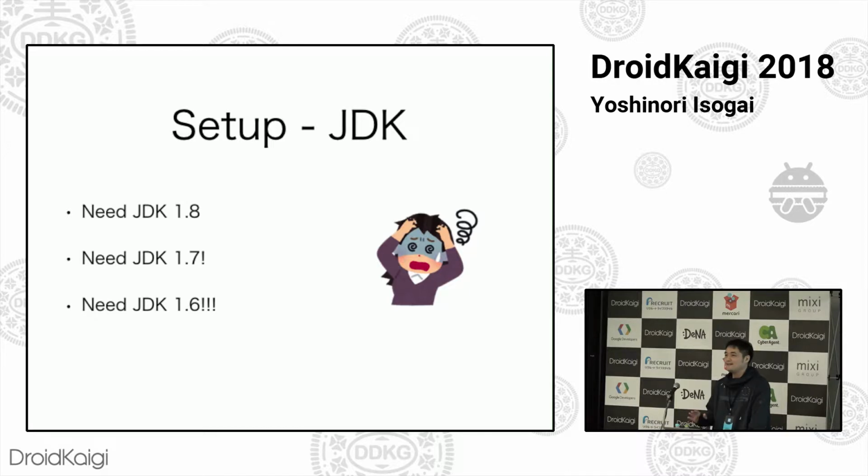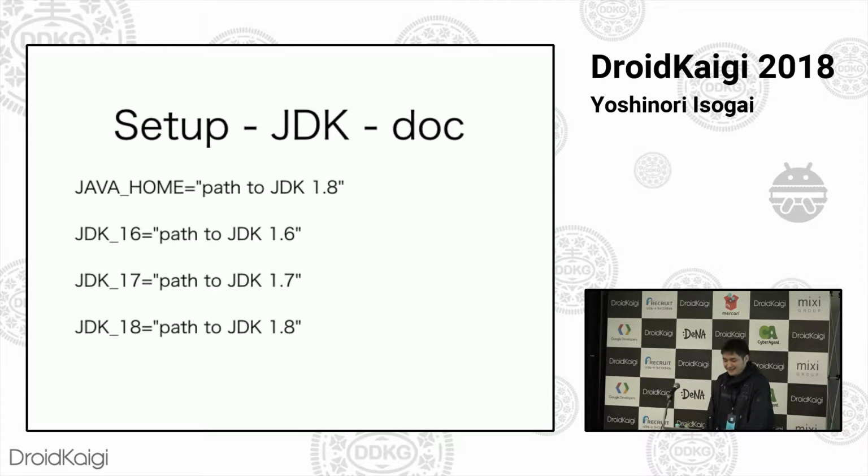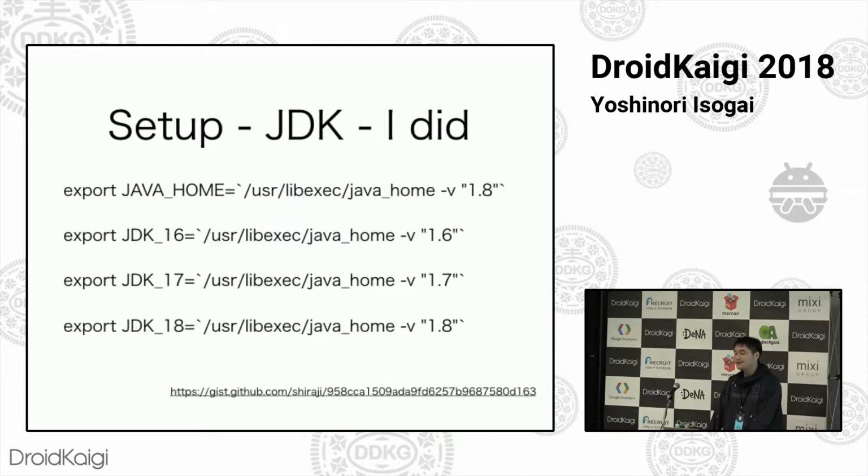And if you take a close look at the build.gradle.kts file, you will notice that there are optional settings for JDK 1.9. So in the near future, you need to install 4 different versions of JDKs. According to the documentation, we need to have these environment variable settings. And it's kind of hard to set up, right? So here's what I did. I used the java_home command and the -v option to specify each environment variable. And you can copy my code from this gist.